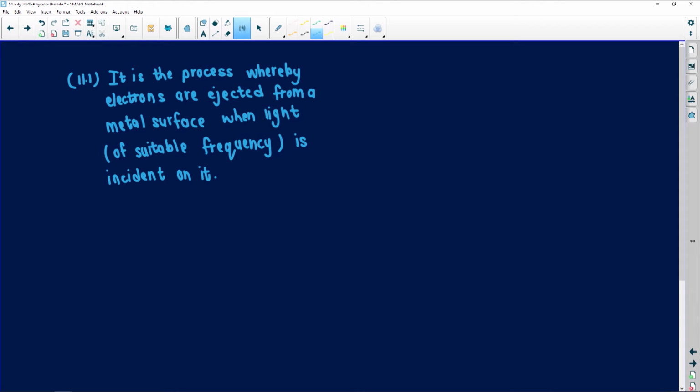Now, if your teacher didn't teach you this specific definition, but they did teach you something else, most of the time when an examiner is marking, the memorandum might have 3 to 4 different ways that you could have said it, but they are looking for certain words.